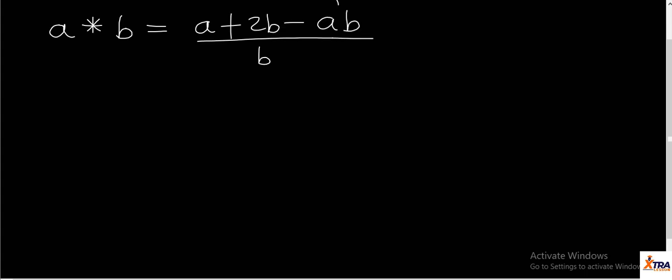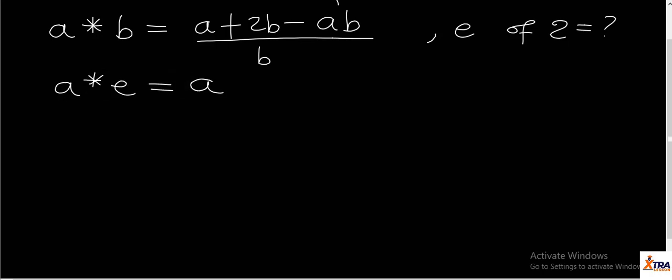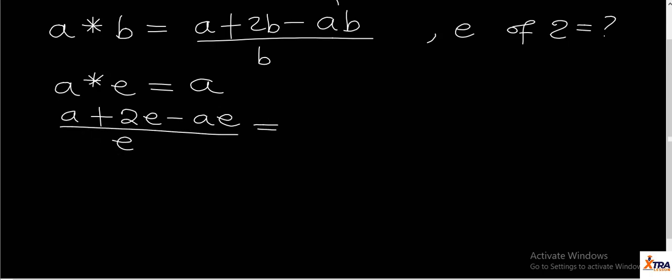So in this case we have an operation like this, and then we are asked to find the identity element of 2. So we're looking for E, the identity element of 2. All you need to do is first of all relate your identity element with the operation. You know that A operation identity element must give you A again, so this is A plus 2E minus AE all over E equals A. Then you can easily cross multiply. You have A plus 2E minus AE equals AE.